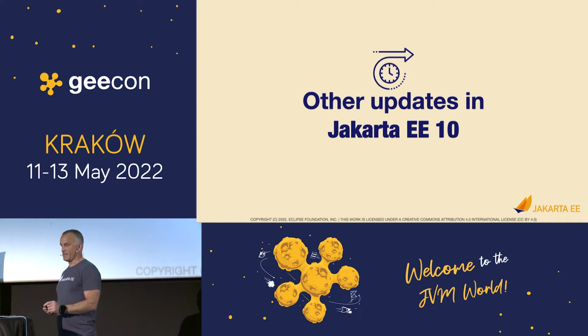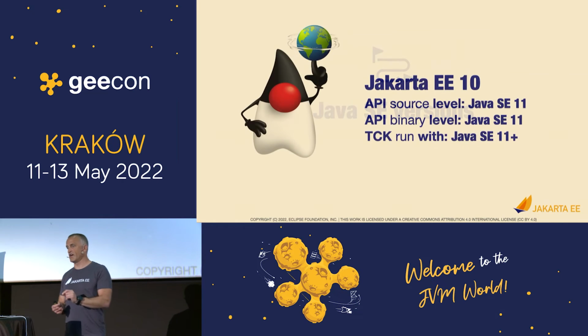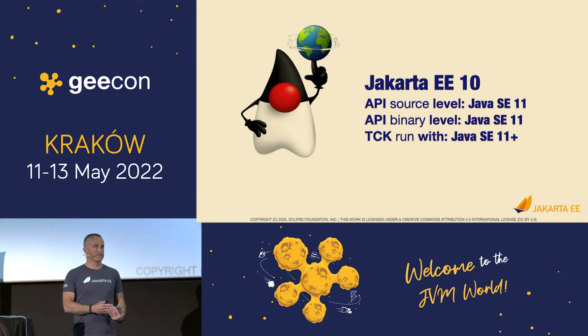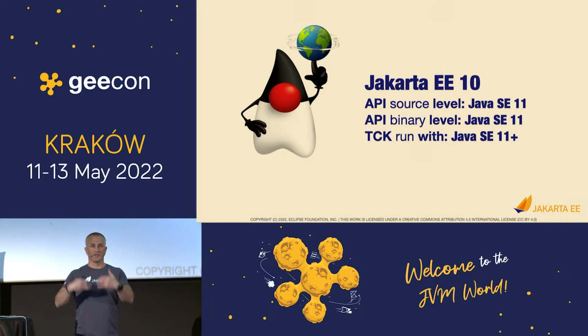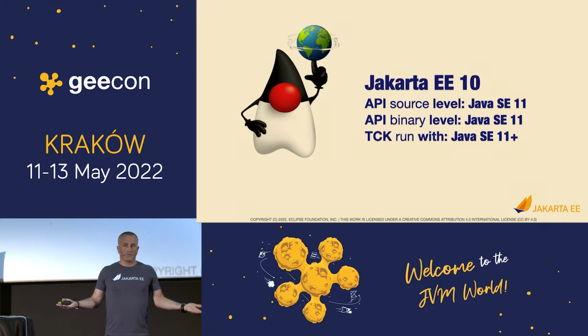Other updates in 10: we're aligning with Java SE. The way we're aligning with Java SE in Jakarta EE 10 is that the APIs should be compiled using Java SE 11, or they can be compiled with any newer version, but they should be compiled to 11 bytecode level. So the binaries are on 11. This means that if you're using Java 8 today, you won't be able to use 10. You have to raise your source level in your code to 11 in order to use Jakarta EE 10.